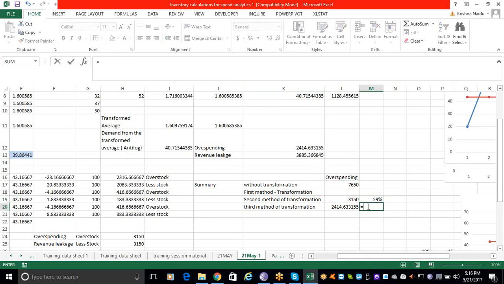Second case, we are again going to do the same thing. This minus the third method divided by the actual: 68%. The third method is giving us 68% improvement. Second method is giving us 59% improvement as compared to the first method.